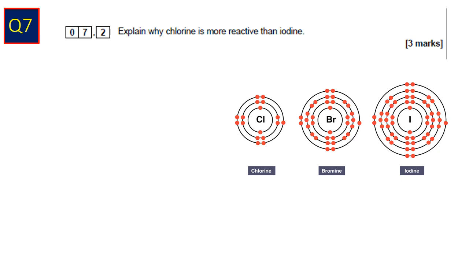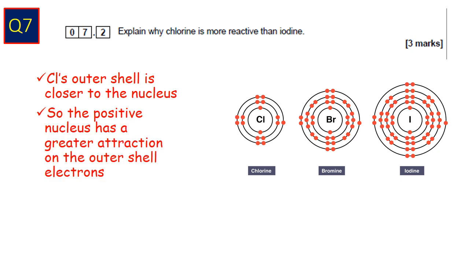So we're then asked to explain why chlorine is more reactive than iodine, and I've put up the electron structures of 3 of the group 7 elements, and we can see as we go down the group we have more shells, and we can also see being group 7 they all have 7 electrons in their outer shell, and they are aiming to get an extra electron in that shell, so they're trying to attract an electron when they are reacting. So what can we say about chlorine? Chlorine's outer shell is closer to the nucleus, and the nucleus being positively charged has a greater attraction on those outer shell electrons, and so that makes it much easier for it to gain an electron.